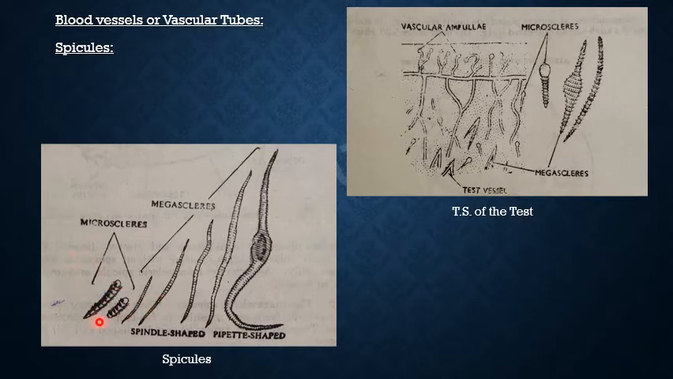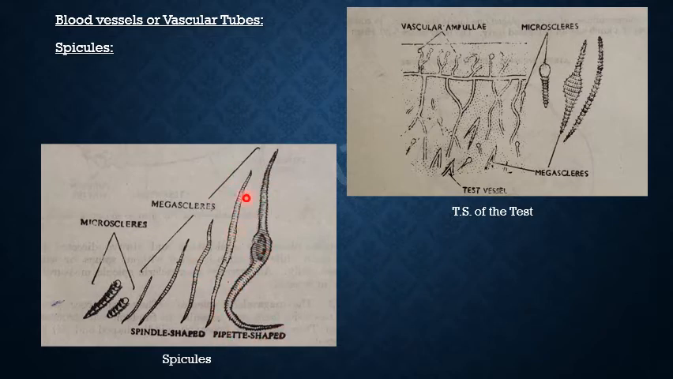You can see the size from microscleres. The size is slowly increasing in these spicules, and the largest is the pipette shaped. And the spindle shaped spicules are of many sizes. They can be big, a little small, and even smaller, but they are always bigger than the microscleres. In the pipette shaped spicule, you can see there is a knob like structure like we have in a pipette, and there are two branches going on both sides, upper side and the lower side.